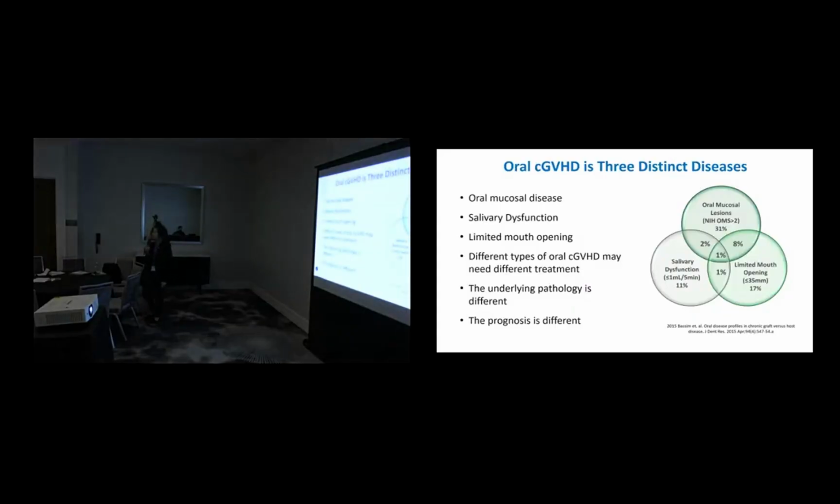This slide is just to highlight data from the NIH cohort showing the 3 different domains that we just talked about: oral mucosal lesions, salivary dysfunction, and limited mouth opening. This shows that all of these different domains or presentations can happen independent of each other. So you might have oral mucosal lesions but have no salivary dysfunction, or vice versa. It's really important that we understand this, as the pathologic mechanisms are different, and so the treatment regimen should be different.